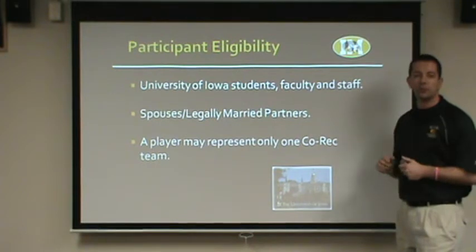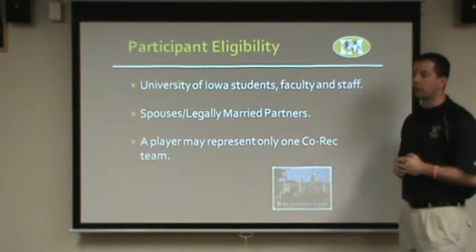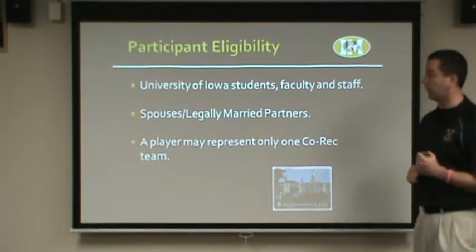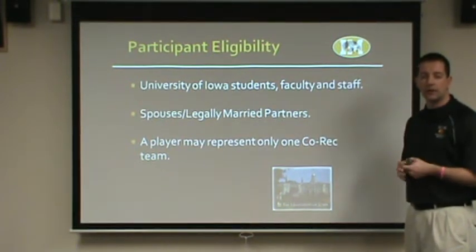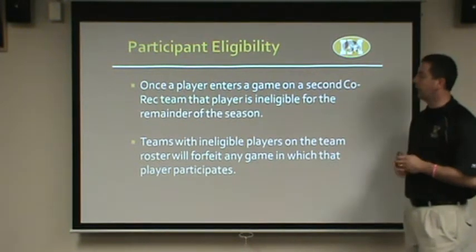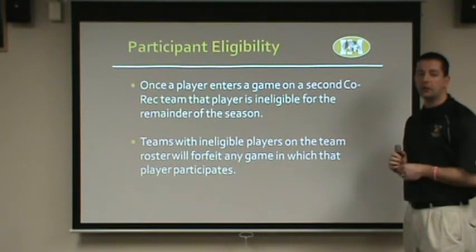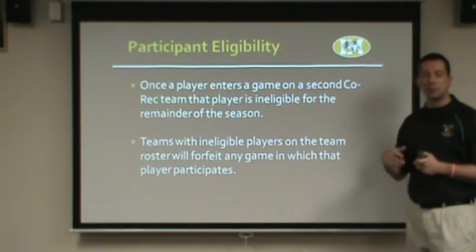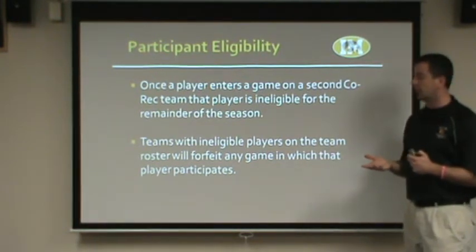In order to be eligible to play intramural sports, you need to be a student, a faculty, or staff member of the University of Iowa, or you can be a legally married partner or spouse of one of those groups. And you can only represent one team in the Co-Rec Intramural Indoor Soccer League. So once a player enters a second team, then that player becomes ineligible because you cannot play on 2 teams, and that player is ineligible for the remainder of the season. So keep reminding your teammates that they're only eligible to play on your team if they're on your team's roster.